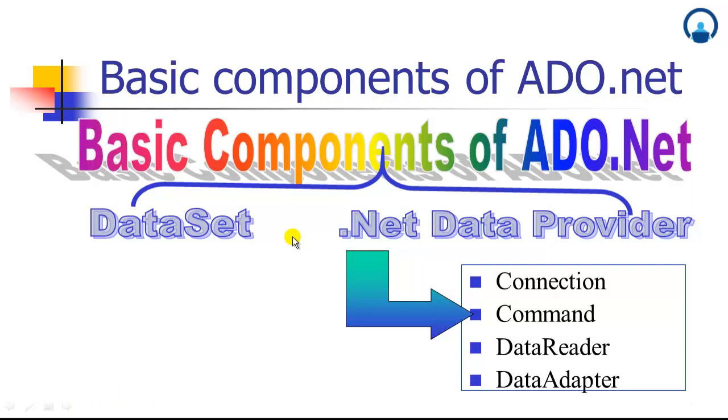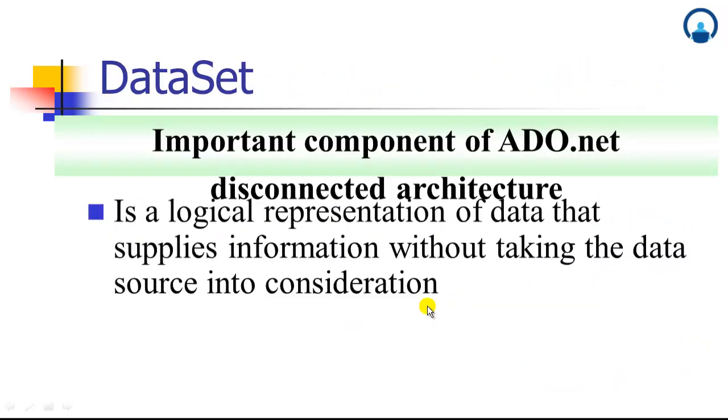ADO.NET components are designed to allow access and manipulation of data in the .NET framework. ADO.NET is basically made up of two components, dataset and .NET data providers. In .NET data providers, we have connection, command, data reader, and data adapter. Now let us take a look at these components in detail.